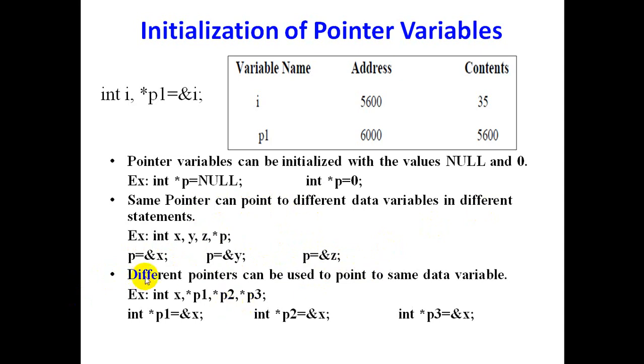Next, different pointers can be used to point to the same data variable. So here I have taken a variable x and I am going to declare three pointers p1, p2, p3 of data type int. Here you can see the address of this x will be stored in pointer p1. The address of x will be stored in pointer p2 and the address of x can also be stored in pointer p3. So different pointers and a single variable.